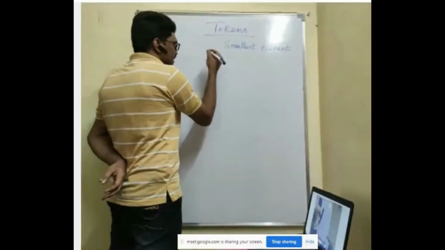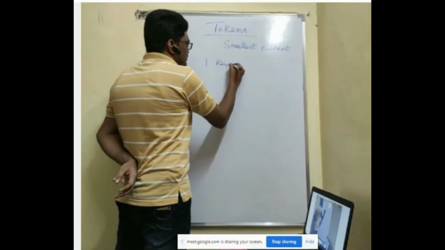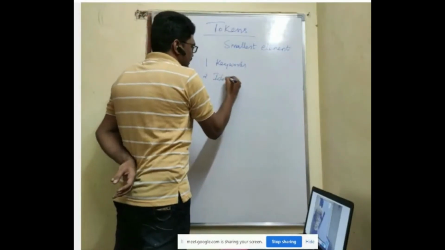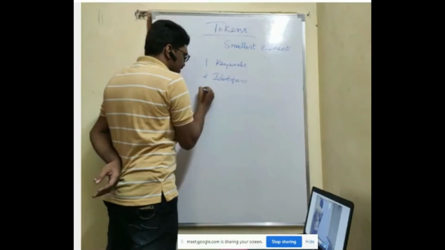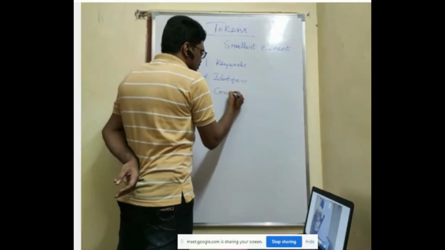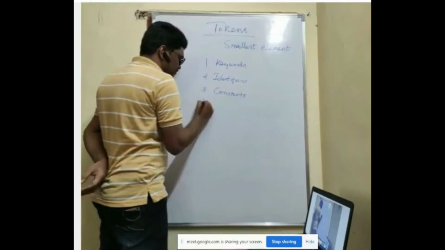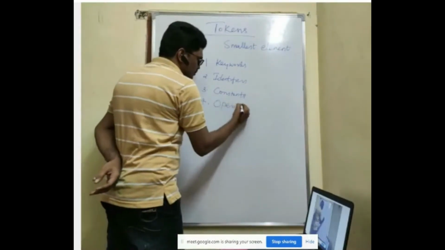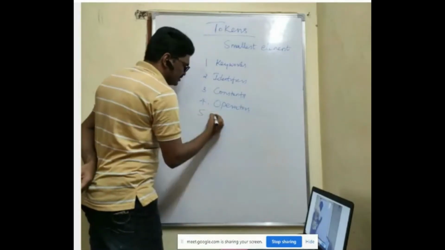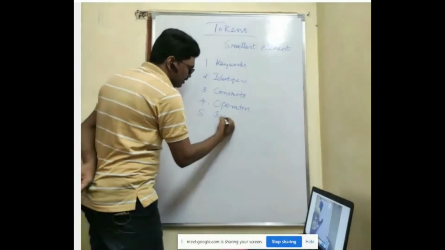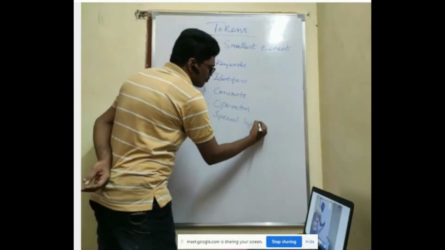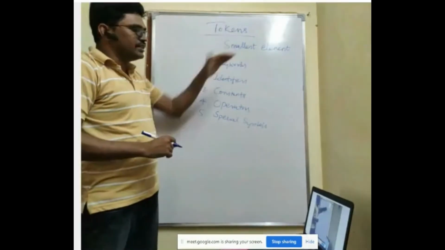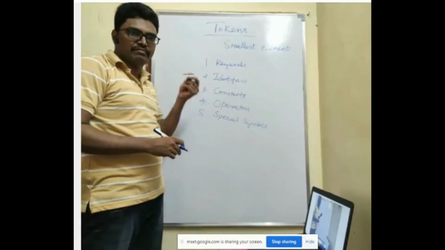So tokens are classified like this. One is keywords, second is identifiers, third one is constants, the fourth is operators, the fifth one is special symbols. So token is the smallest element in the program. Every smallest element in the program we'll call a token.